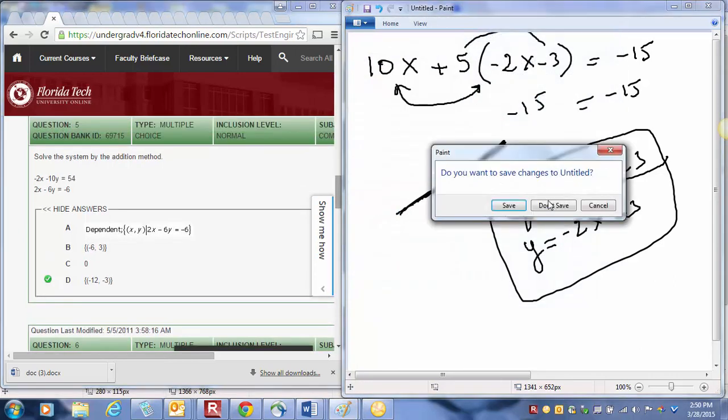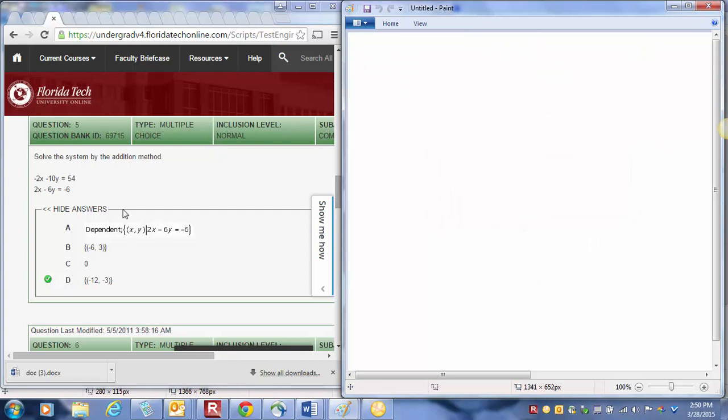On the next one, we are told to use the addition method. And what is the addition method? We add. Notice, if you add negative 2x plus 2x, that will cancel. If you add negative 10y minus 6y, you will end up with negative 16y. And if you add 54 plus negative 6, you will get 48. Divide both sides by negative 16, and y would be negative 3.